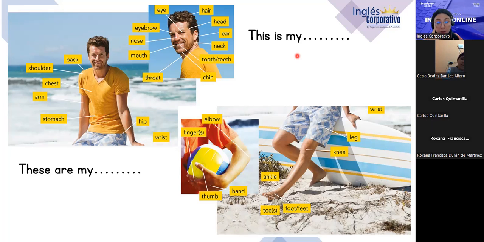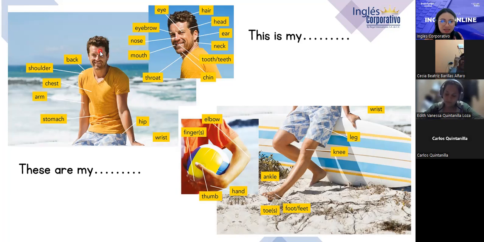This is my chest. But remember, you're a girl. You're not going to say chest. You're going to say my... This is my breast. Breast. Amazing. My breast. Okay.